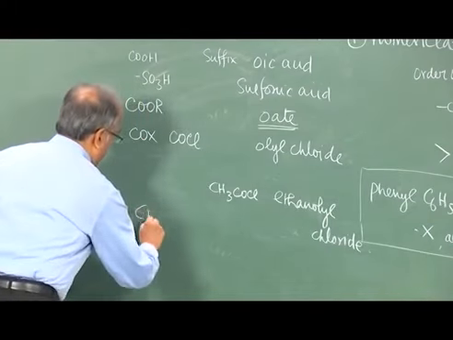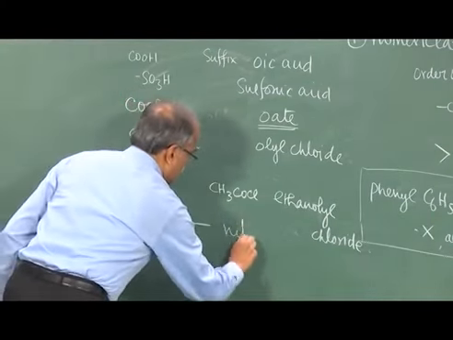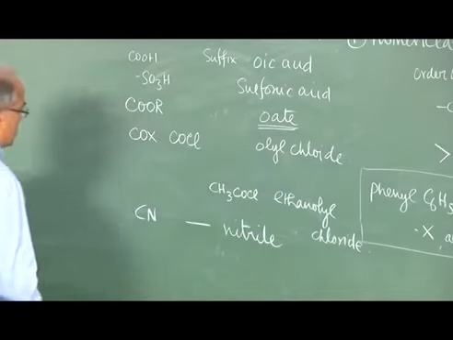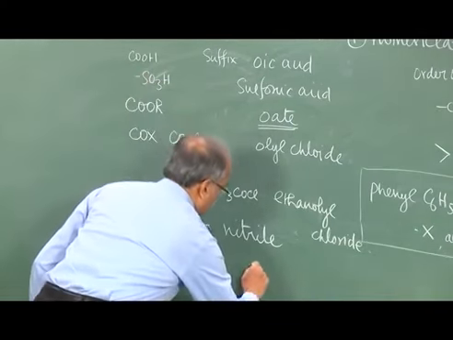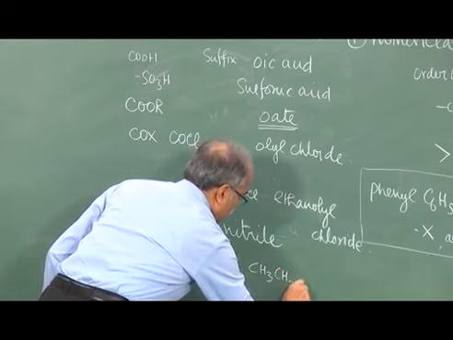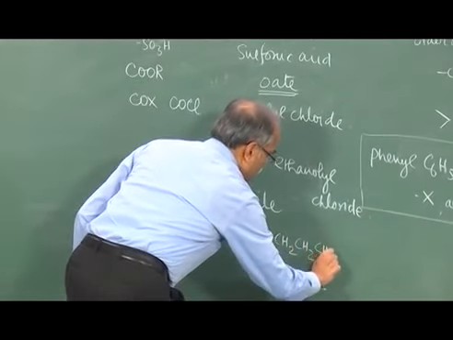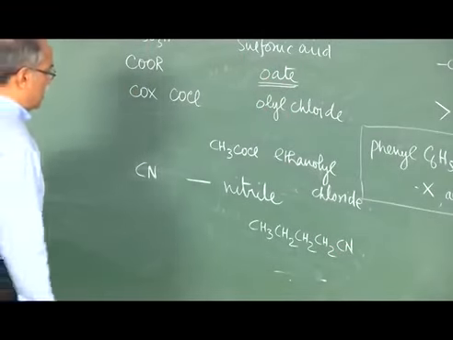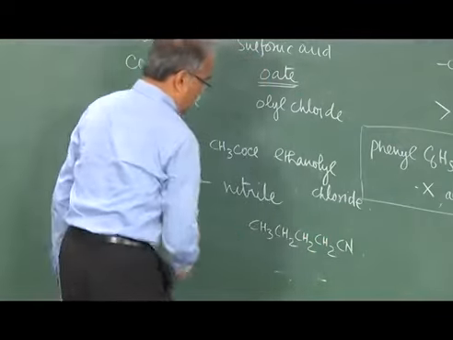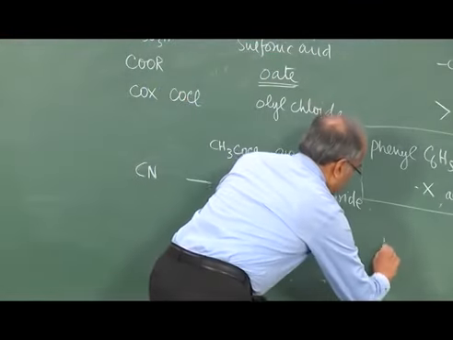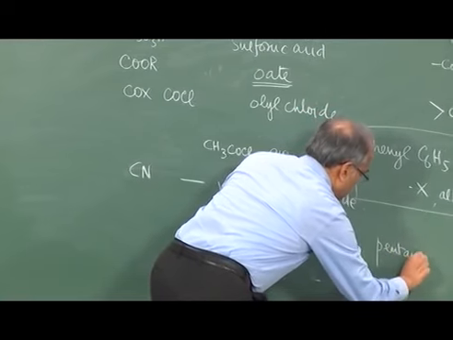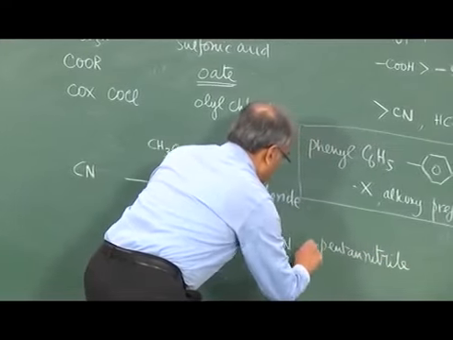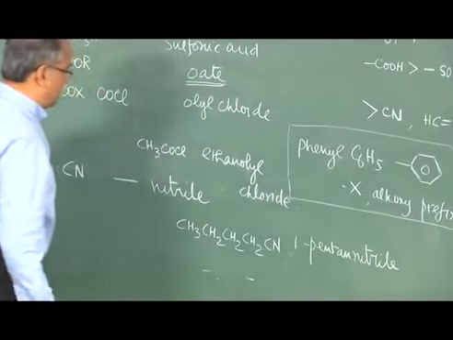The CN group is considered as a nitrile group. For example, this is a C5 derivative. So, this is pentane nitrile. Which pentane nitrile? This would be one pentane nitrile.